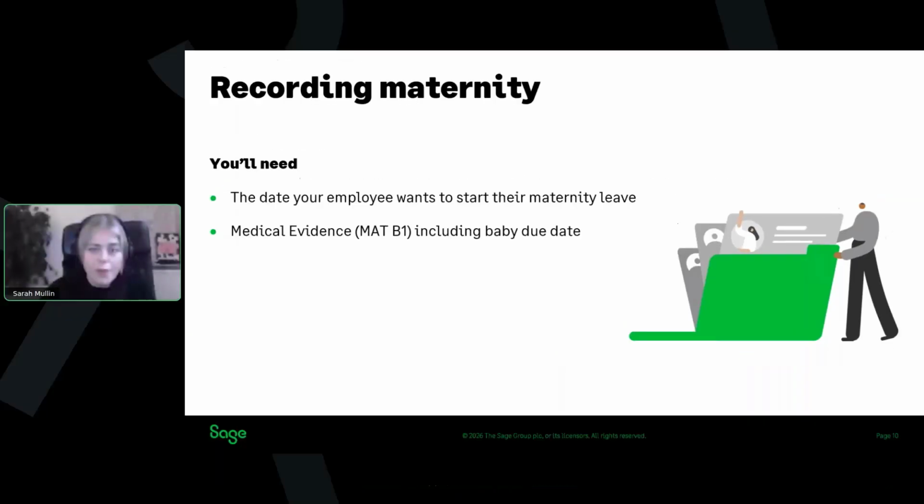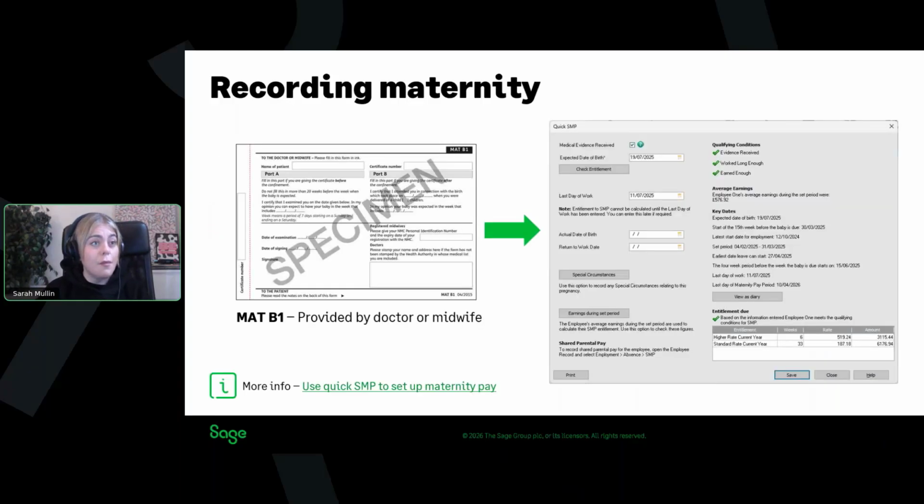So I do just want to pop back to the slides for a little bit of a recap so far. We've had a MAP B1 form provided to us by the employee, which has got all of our key dates on there. And we have used the quick employee option, so under links, just on when you've got payroll selected, to enter those dates and calculate our entitlement.